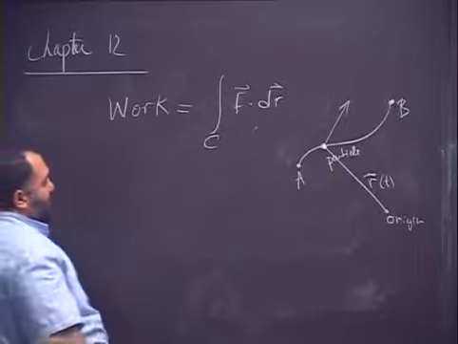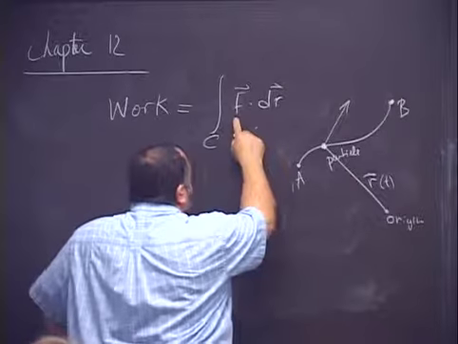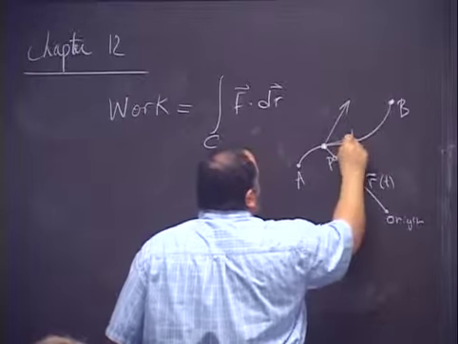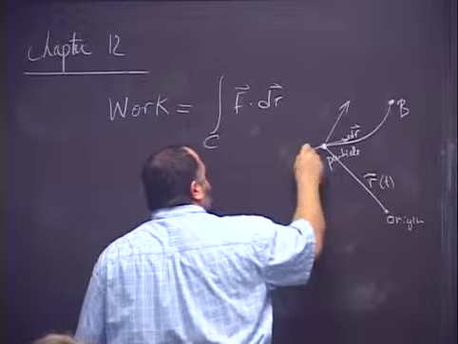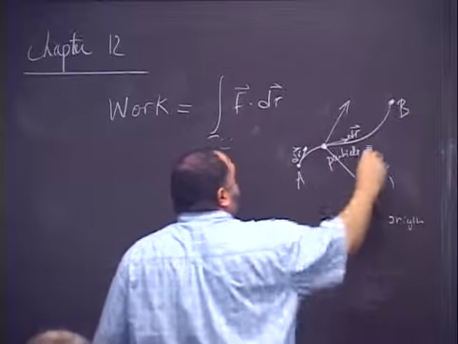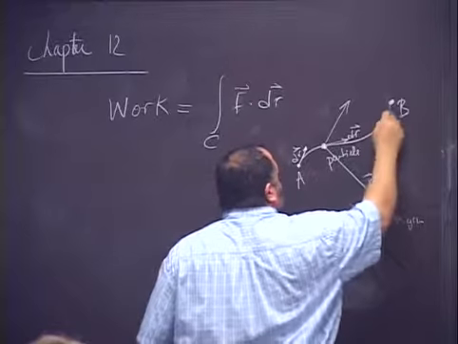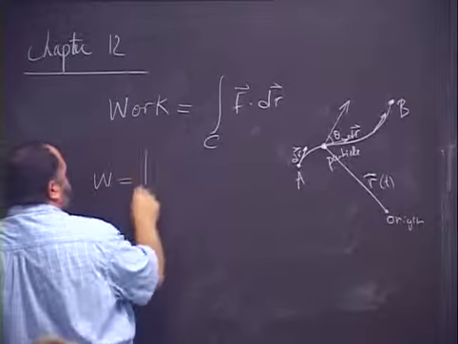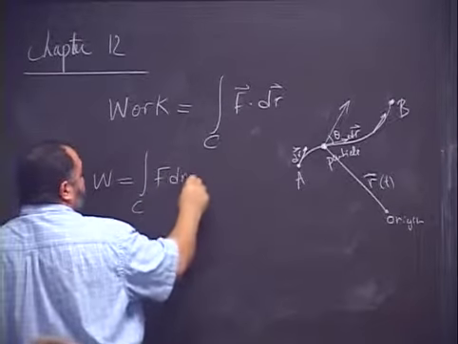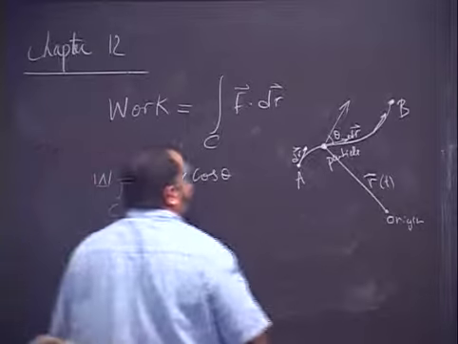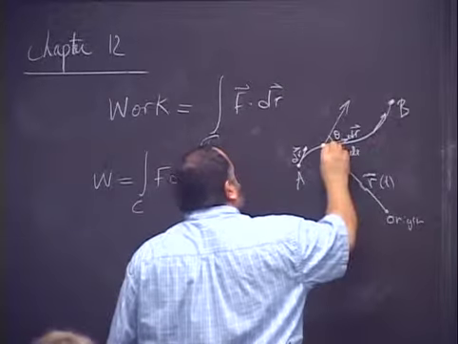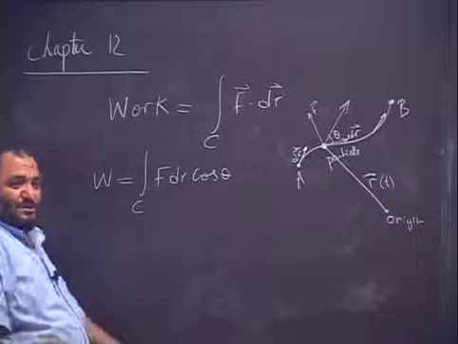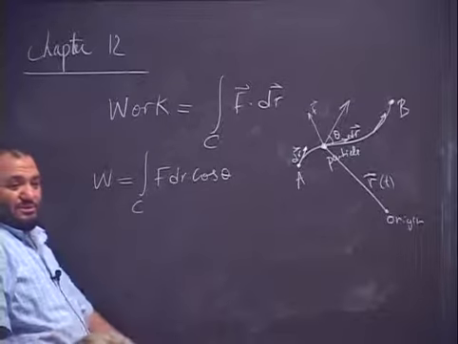Then what you are doing is F dot dr, and dr usually will be in what direction? Tangent to the curve. So this is an angle theta, so the work is just F dr cosine theta. So if the force is perpendicular to dr, what will happen? The work is zero.